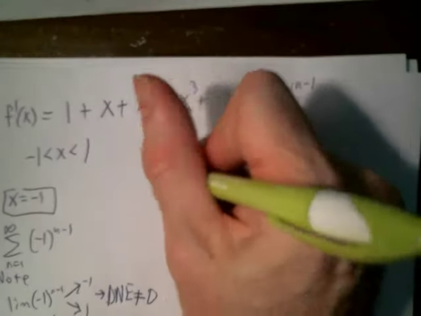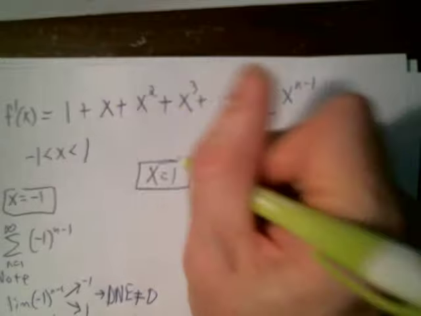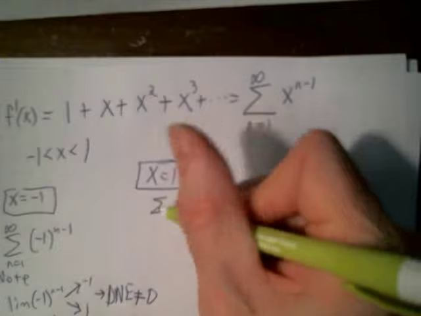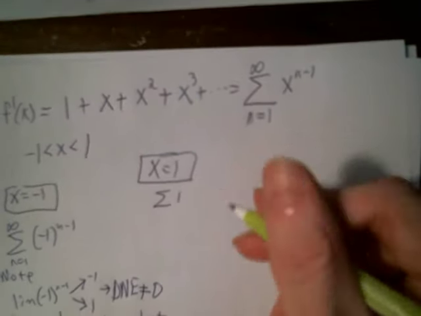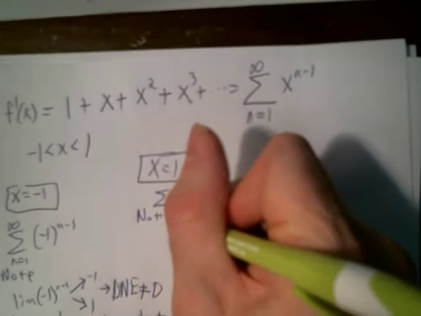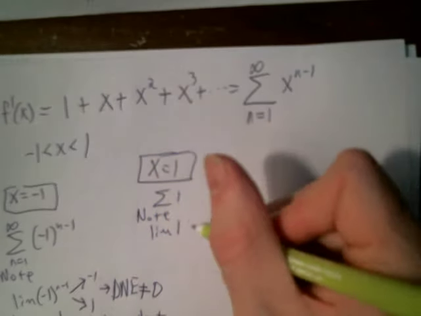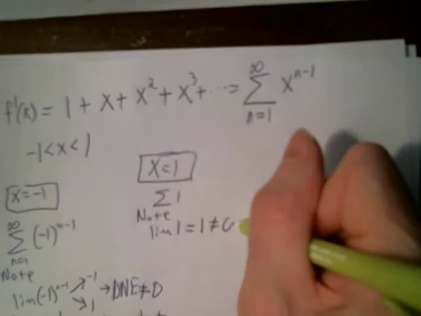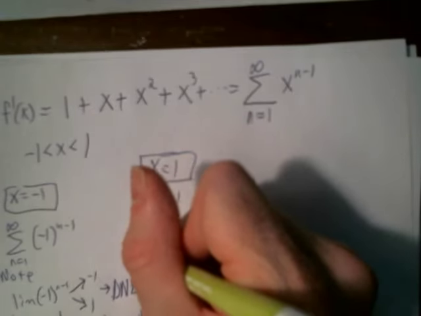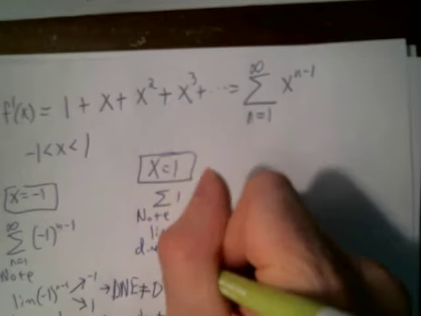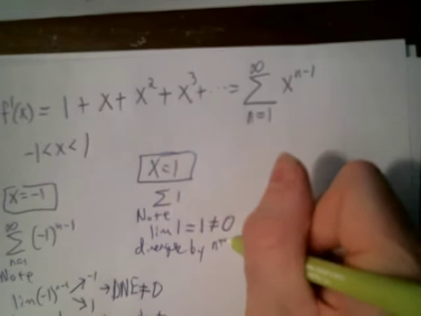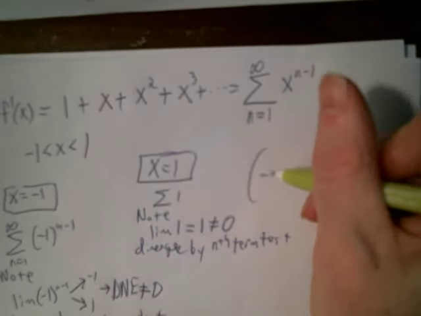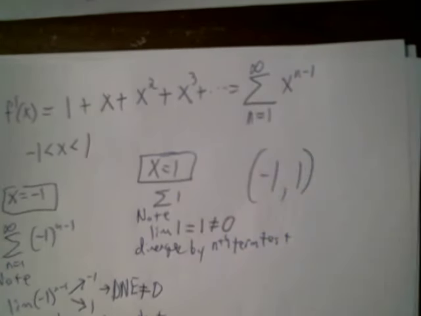Okay. When x is equal to 1, you have a similar situation. When you plug 1 in for x, you get the sum of 1 from n equals 1 to infinity. So again, we note the limit of the terms of that series, the limit of 1, is just equal to 1, which of course is not equal to 0, which tells me it's divergent by the nth term test again. So in this case, the interval of convergence is just -1 to 1.